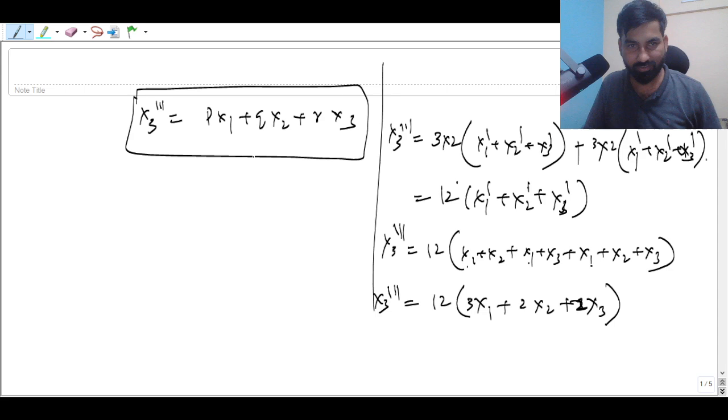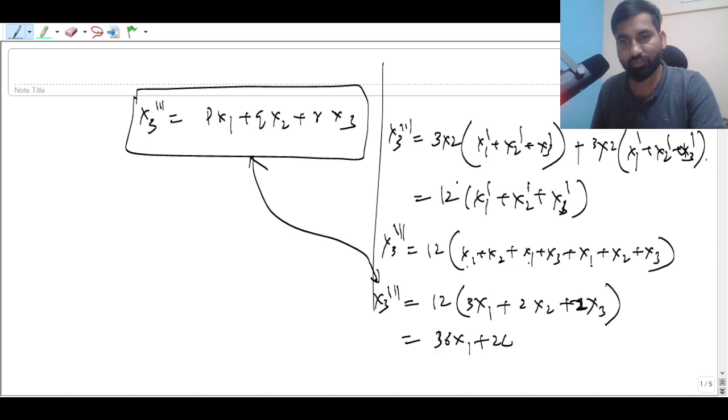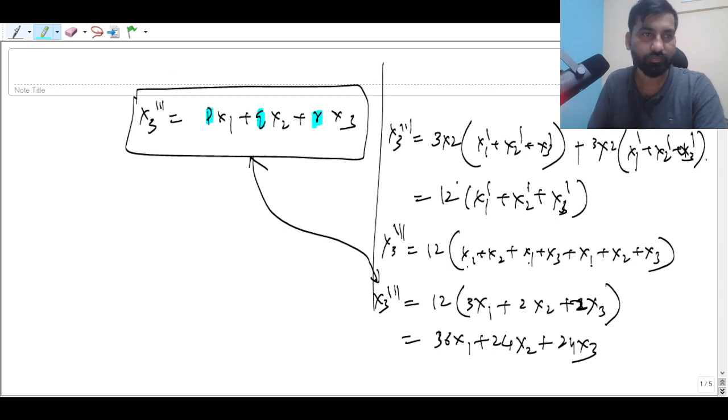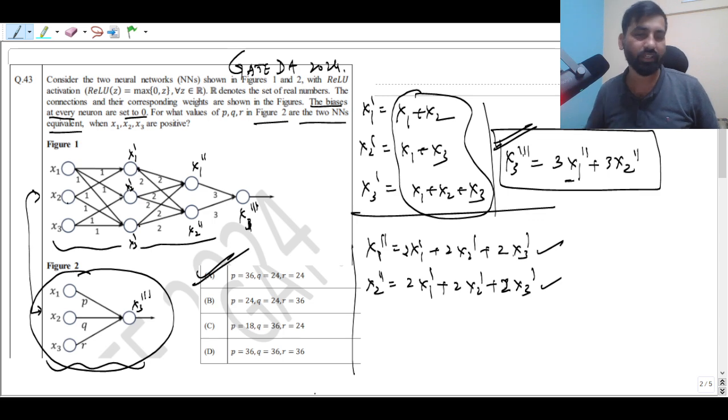So now you can compare this and this. You have to compare this and this. Okay, so if both are the same, it means the output of both neural networks is the same. The answer is, then you can get the answer PQR. Okay, so 12 times 3 is 36 x1 plus 24 x2 plus 24 x3, right? So what is the value of PQR? P is going to be 36, Q is going to be 24, R is going to be 24. Okay, so this was a very easy question, right? Option A is going to be correct for this question.